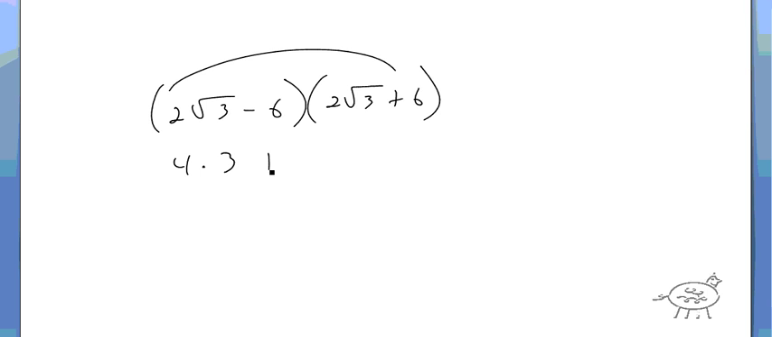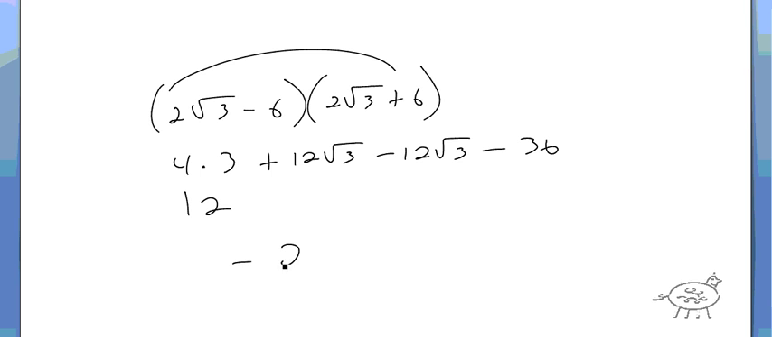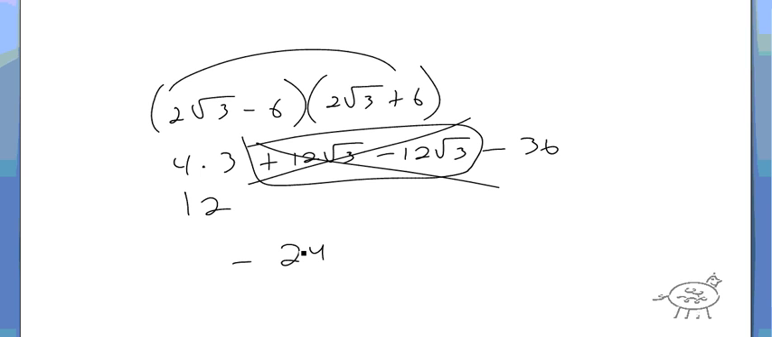2 root 3 minus 6, 2 root 3 plus 6. Okay, if I FOIL it out, I get 2 times 2 is 4. Root 3 times root 3 is just 3. Outside, plus 12 root 3. Inside, minus 12 root 3. And last, minus 36. So it's 12 here. So 12 minus 36 is negative 24. And once again, math fans, those cancel each other out. So my answer to this problem is negative 24.